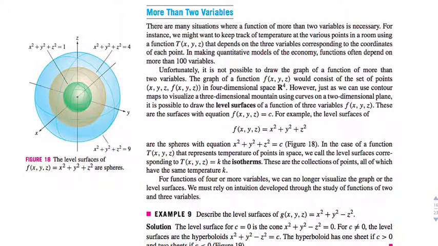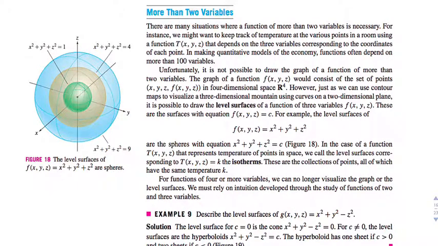That's the c. So in the case of a function, as far as the temperature like we had, that represents the temperature of points in space, we call the level surfaces corresponding to the temperature equal to K the isotherms. These are the collection of points, all of which have the same temperature K. So that's a science notion. And this is getting interesting.